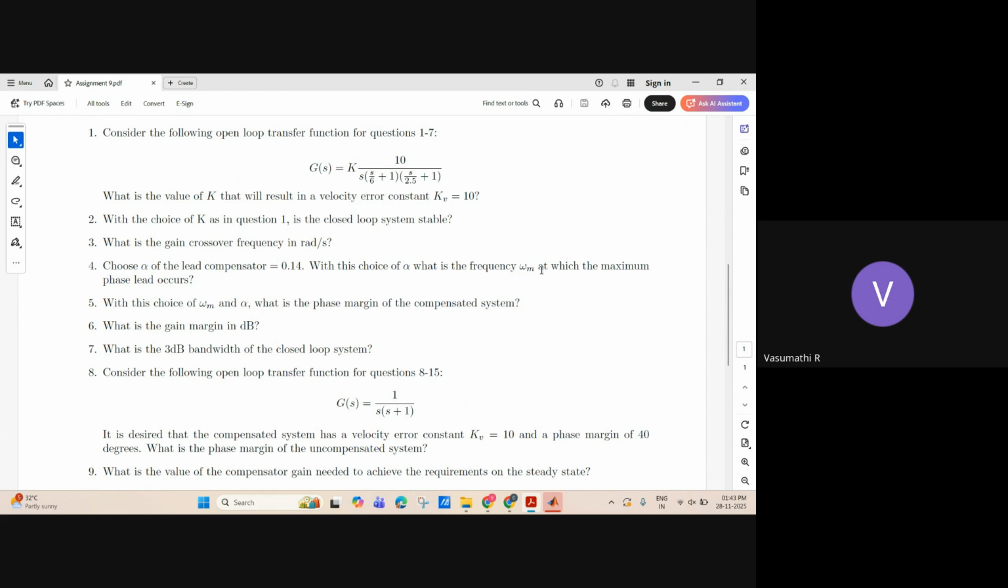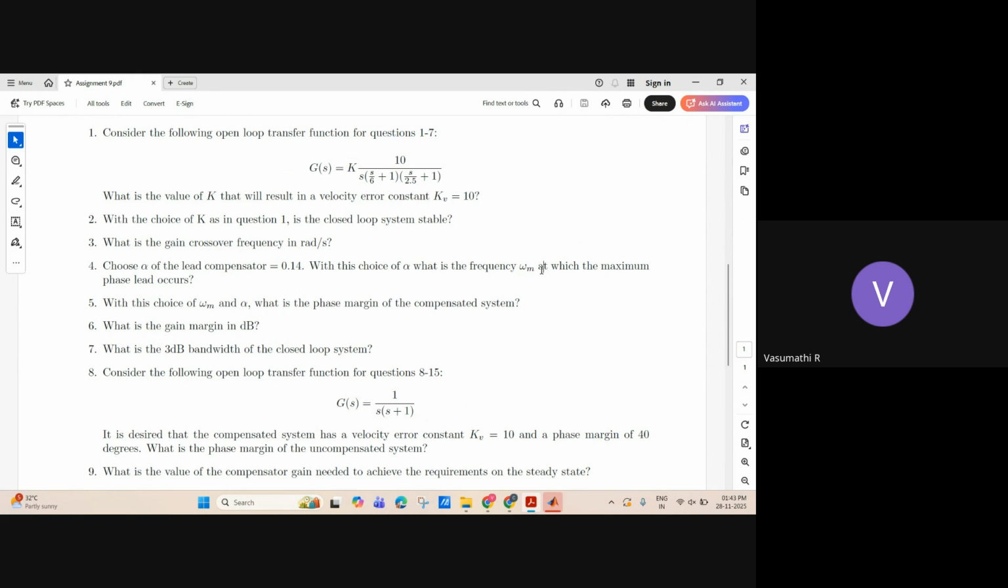Third, they have asked for the gain crossover frequency. Gain crossover frequency occurs at the phase margin, right? So first we need to plot the Bode plot for the given transfer function with k mentioned, and then we have to look for the stability margins. In the phase margin, we will find the corresponding frequency. That is the answer for the third question.